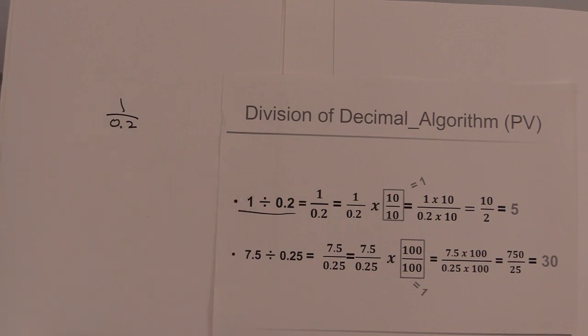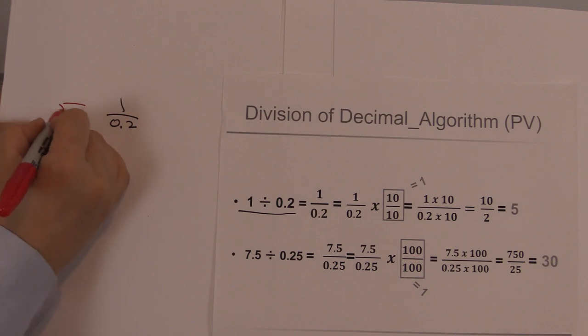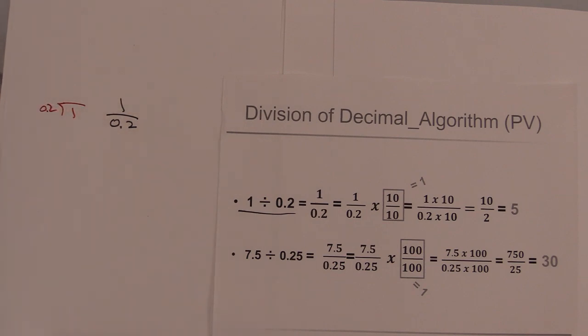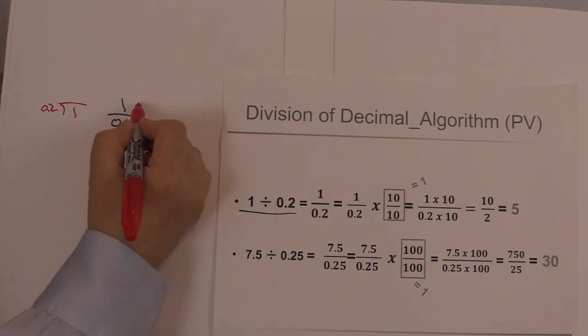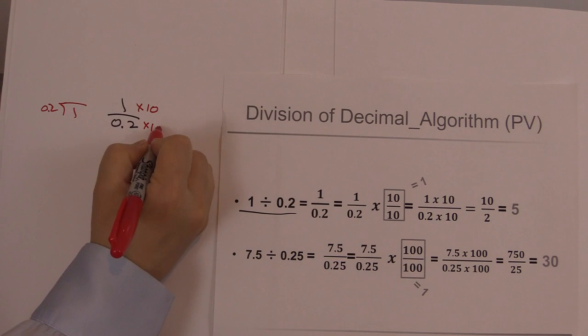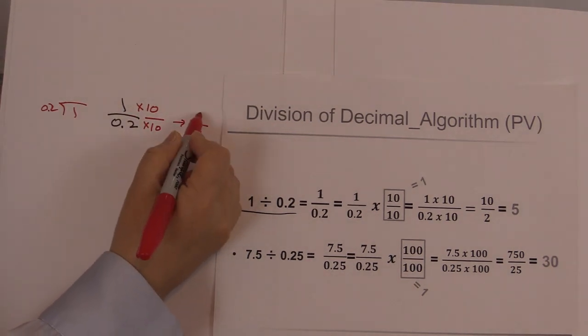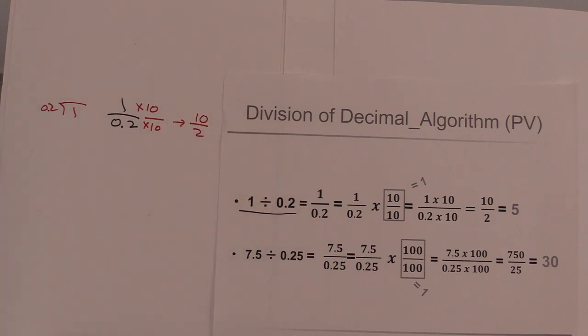Same thing in here. And I want to change this to a whole number because I don't know how to do this. I don't want to do the long division. It's too difficult. If I do it like this, I have to do long division, so I don't want to do it. Then I want to change it to a whole number, so I can multiply by 10. So I'm going to change it into something like this. Now I can do it.